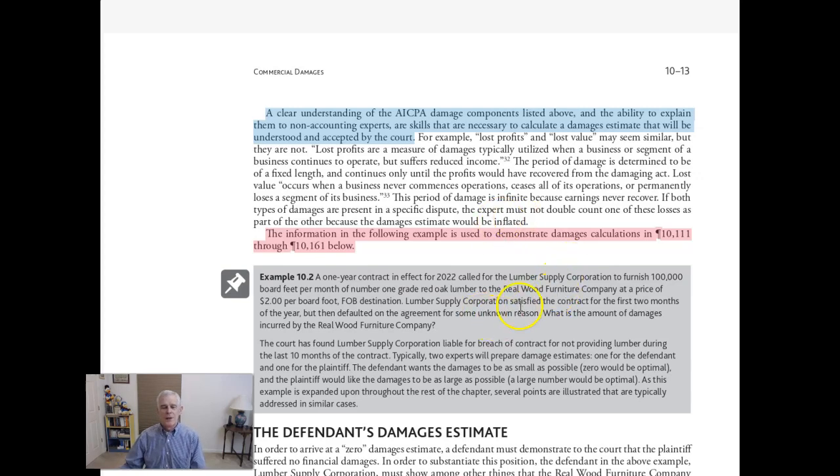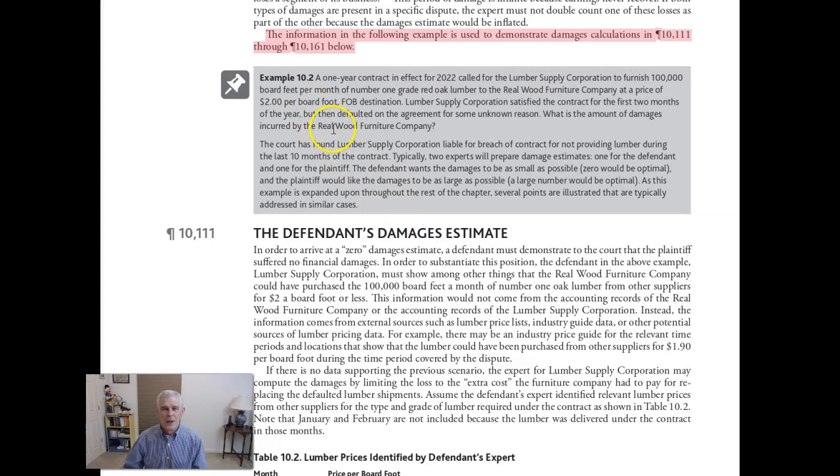Now, we have an example here, and this is where it gets a little bit detailed. So let's go through this a little bit slow. We have a one-year contract in effect for 2022, and it called for Lumber Supply Corporation to furnish 100,000 board feet per month of #1 grade red oak lumber to the Real Wood Furniture Company at a price of $2 per board foot, free on board destination.